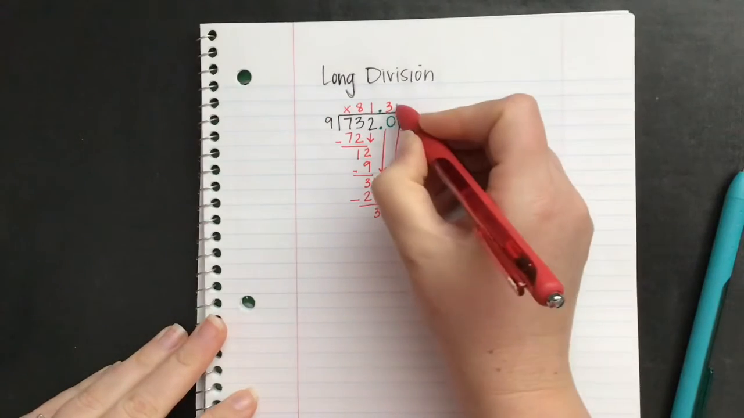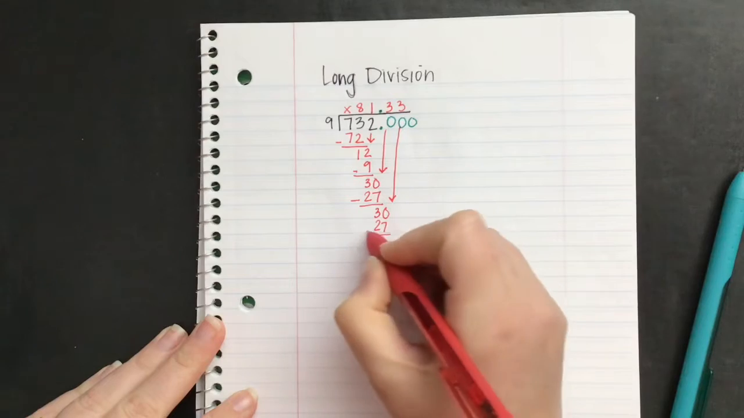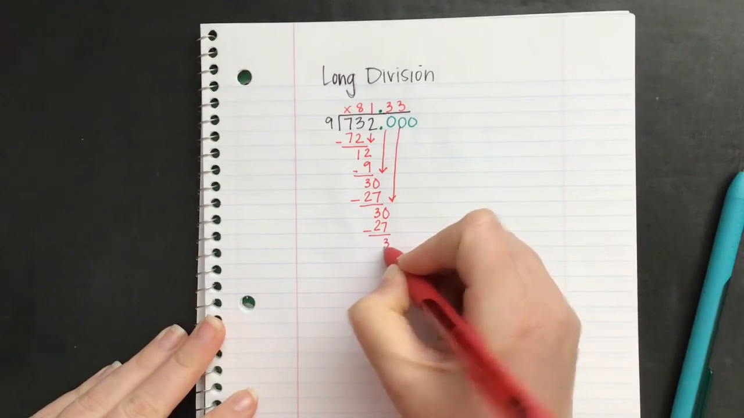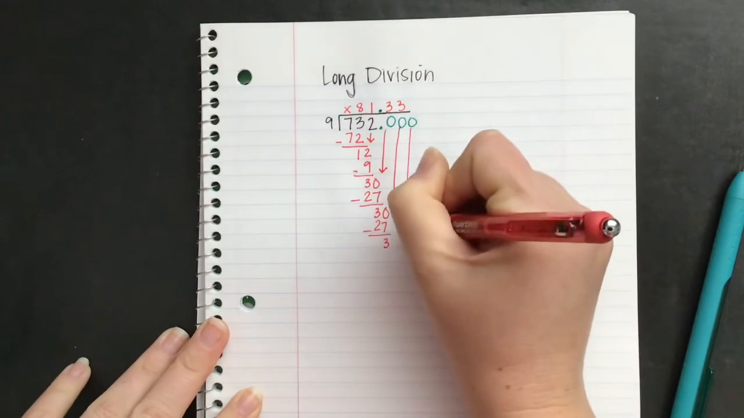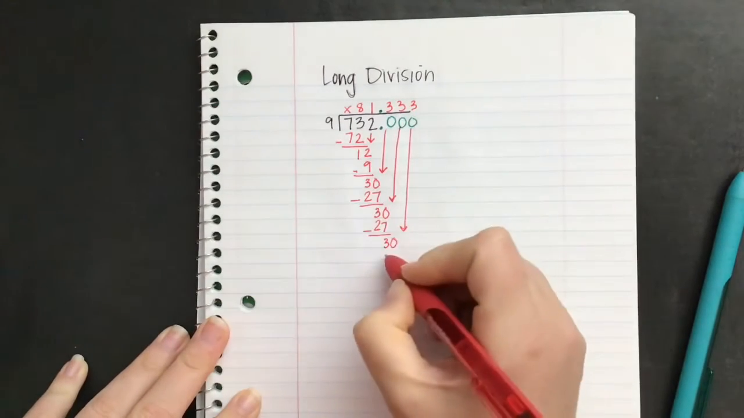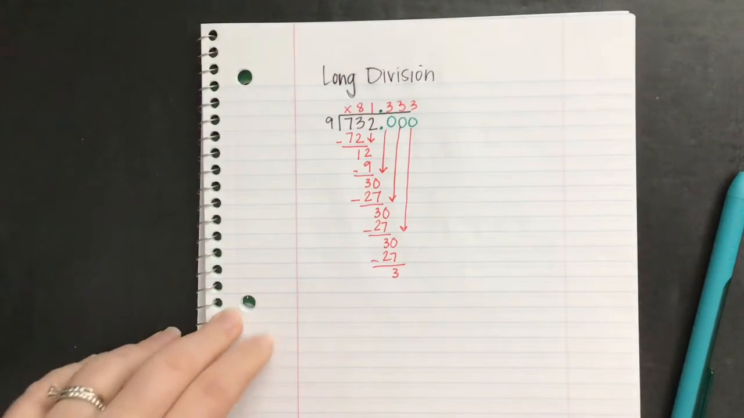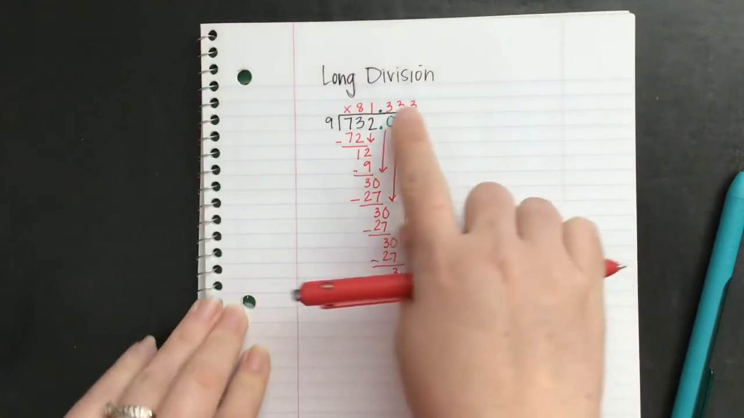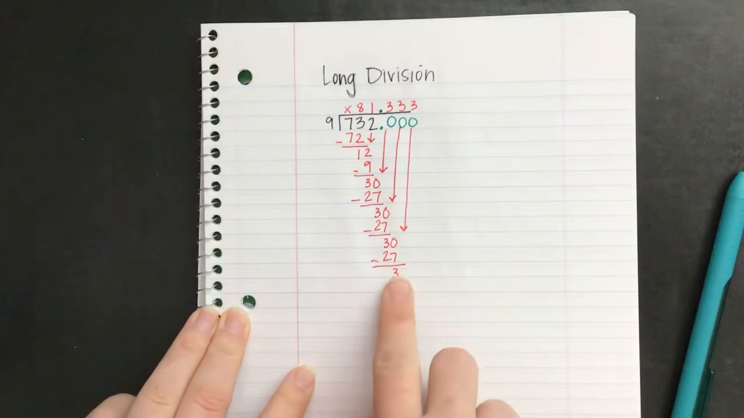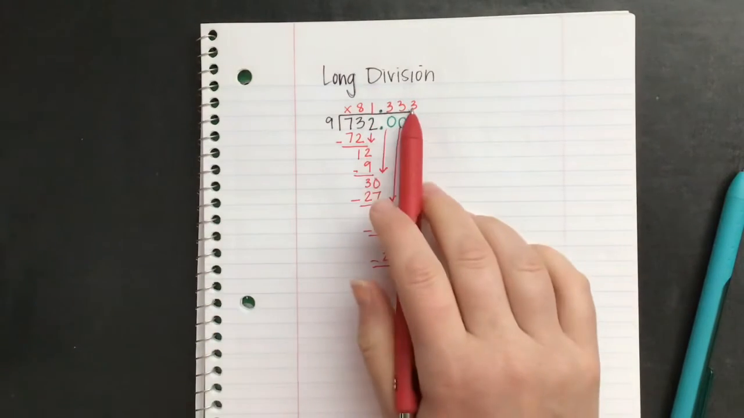9 goes into 30, just like we said. 3 times 9 is 27. I'm going to subtract and get 3 again. Now I have to bring down this other 0. 9 goes into 30, 3 times 9 is 27. And you can see that we have a repeating decimal here. What that means is that this 3 is going to go on forever and ever, and I can keep on bringing down zeros, and I'm going to keep on getting this 3 for my answer.